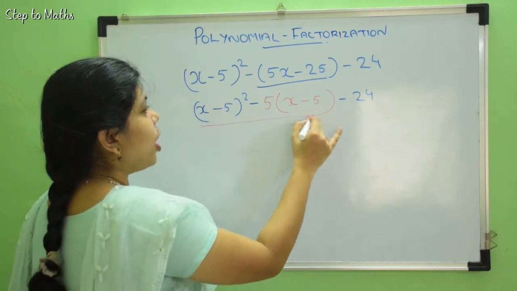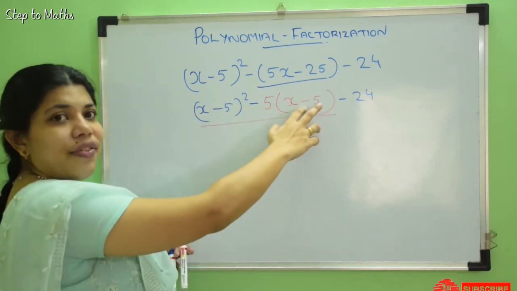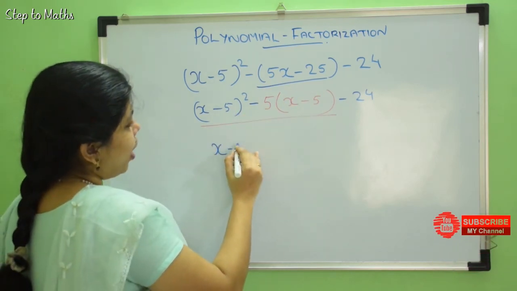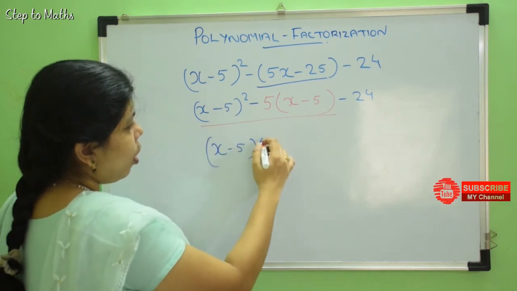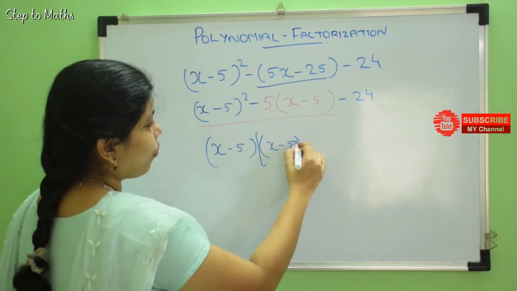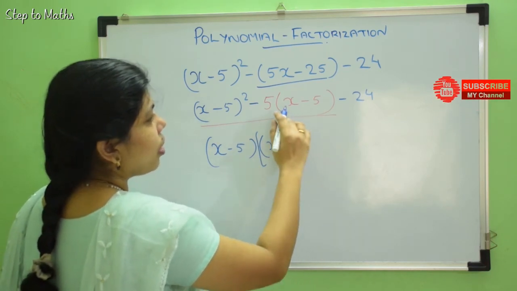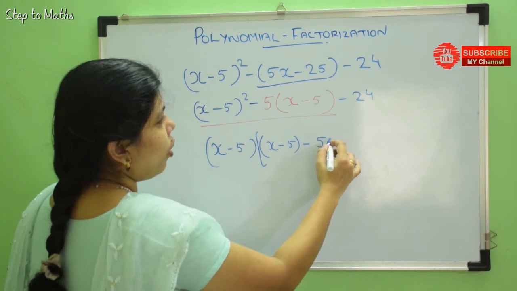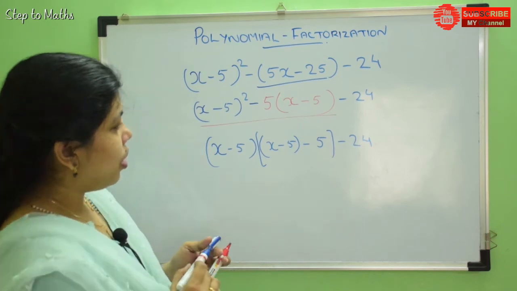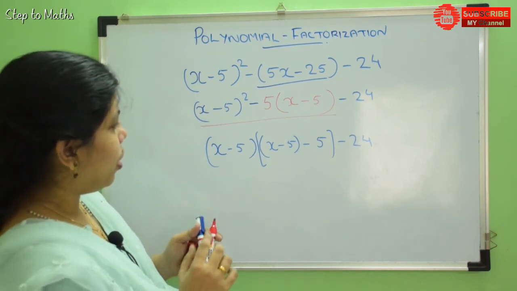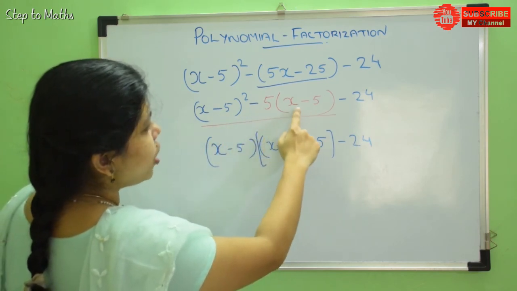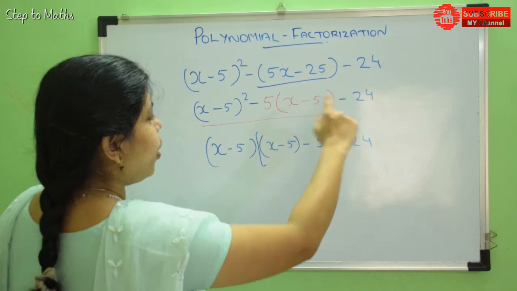Now consider these two terms. Here x minus 5 is common. So we can write (x minus 5) into, here one (x minus 5) is remaining, (x minus 5) minus 5, minus 24. (x minus 5) into (x minus 5 minus 5) minus 24.